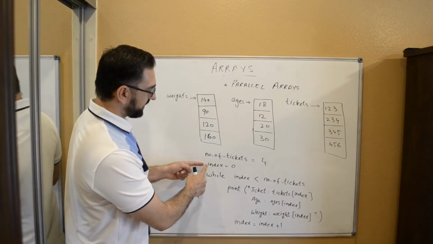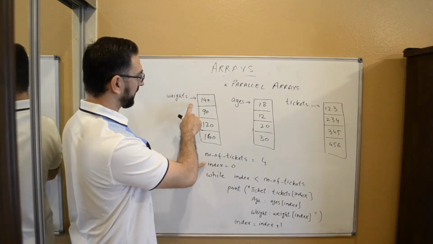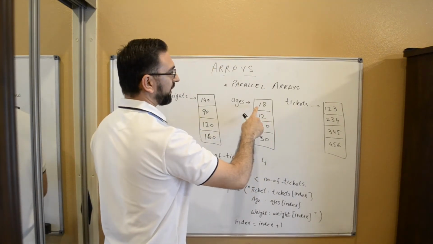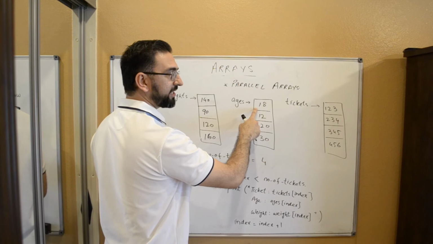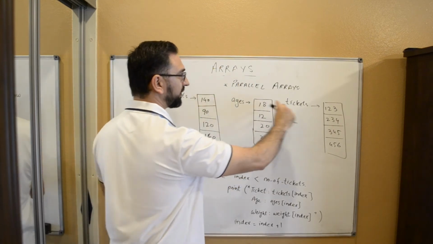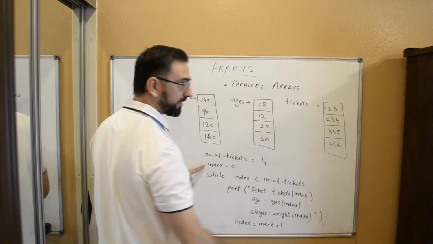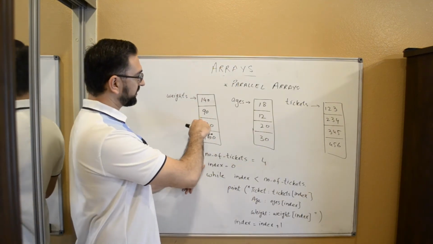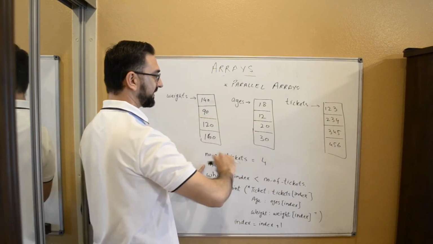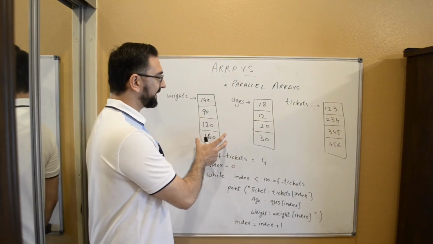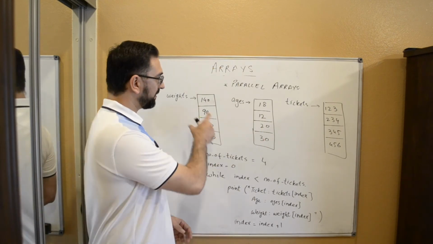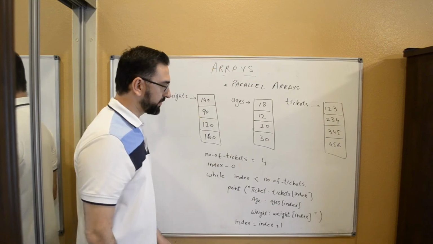So what this will do is, at index number 0, we know that the ticket number is 123. The rider for whom the ticket is generated, his age is 18 and his weight is 140. So at that index we print all this information in a single print statement. We go to the second index and we print the related information, third index, and so forth. So that's how we can keep track of related information in parallel arrays and be able to process it very easily using the while loop.